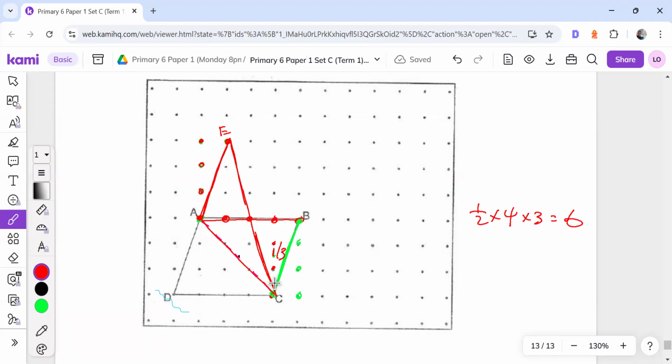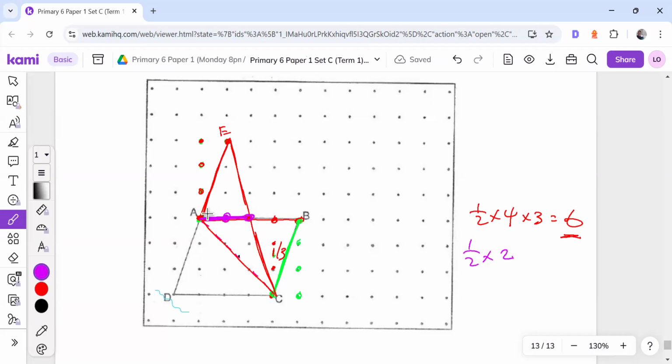Then you ask Mr. Ong, is this red color triangle the same area? Do you know whether this red color triangle is the same area? Well, we can find. Look at this one. Okay, let's double check. What's the base? 2. 1, 2. So half times 2.